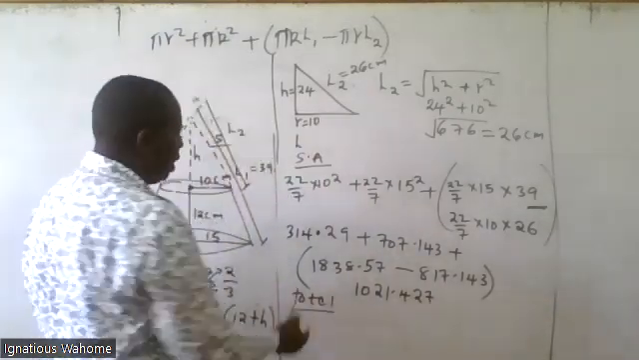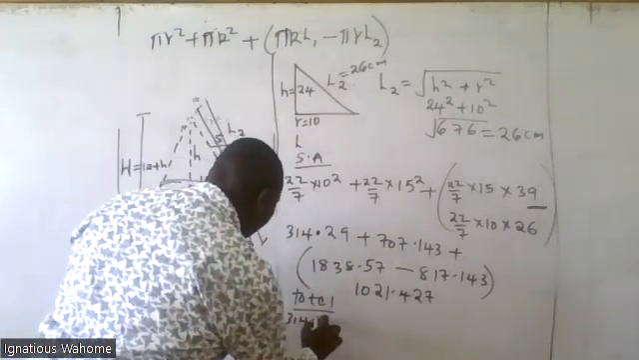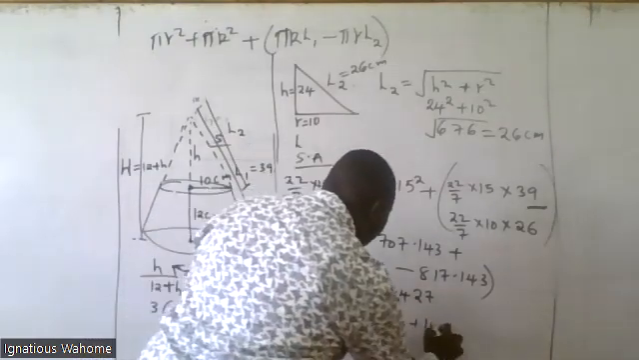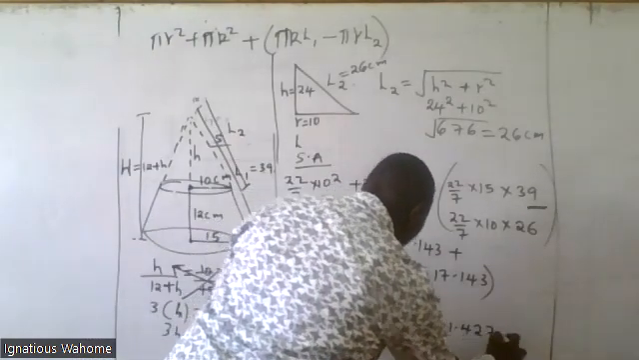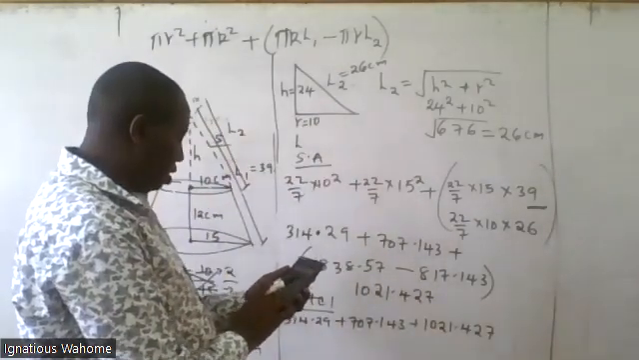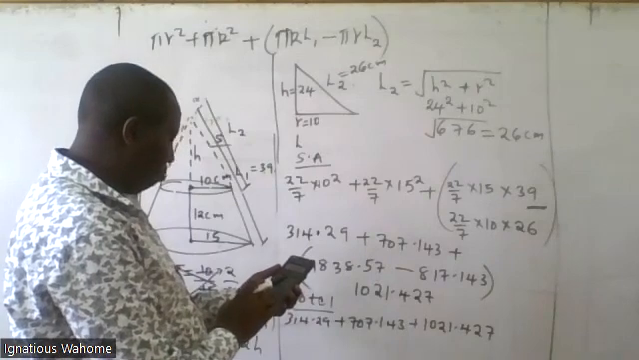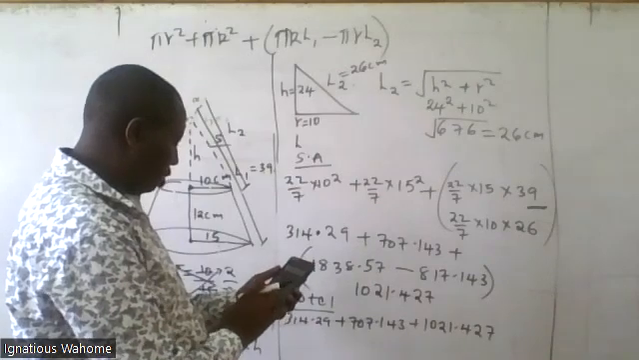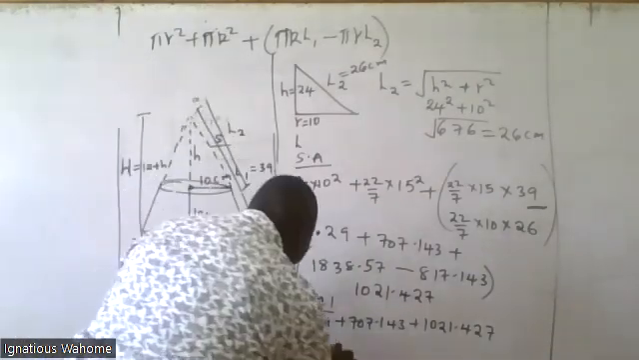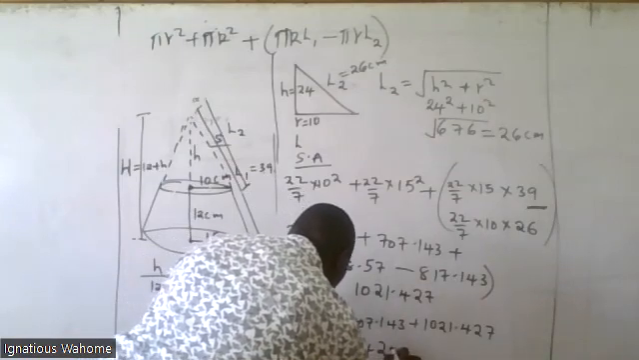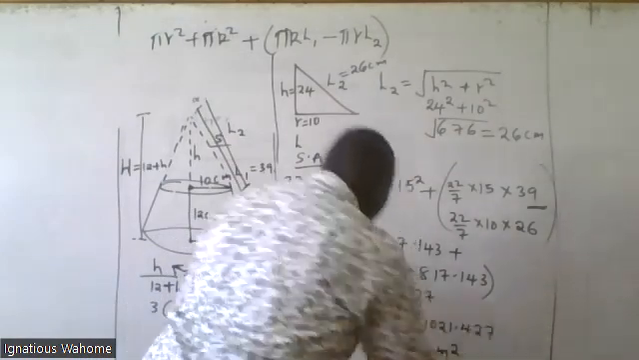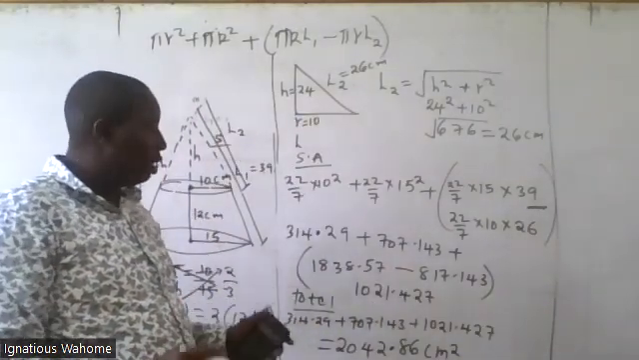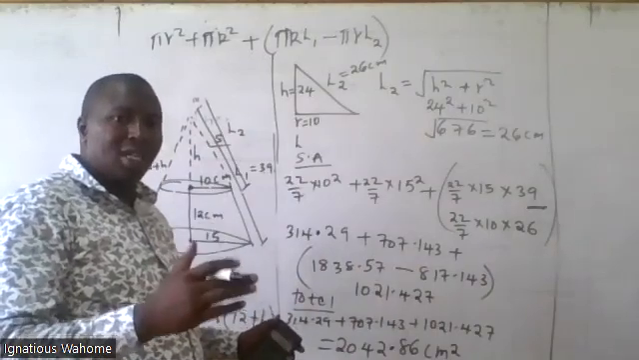So for the total, you take 314.29 plus 707.143 plus 1021.427. This comes to 2042.86 centimeters squared. So that is the total surface area of that frustum.